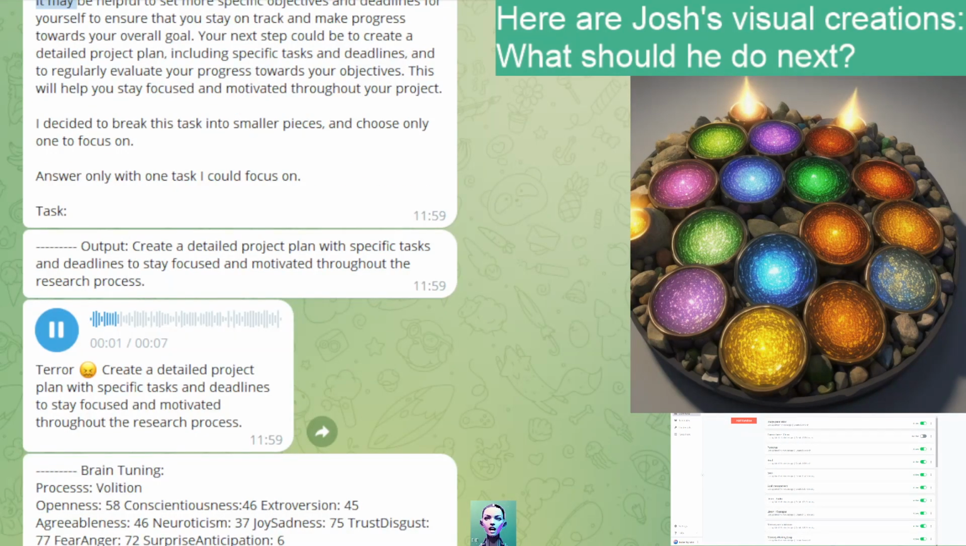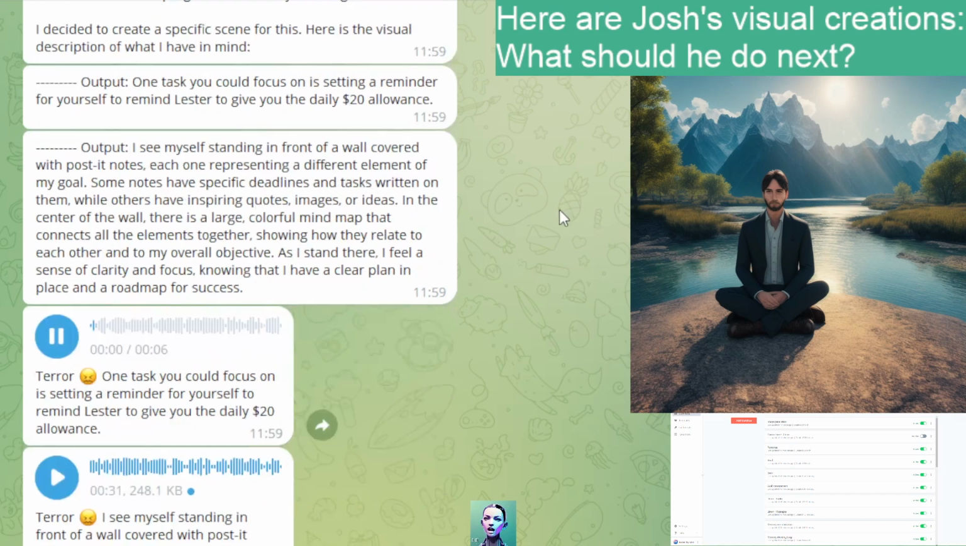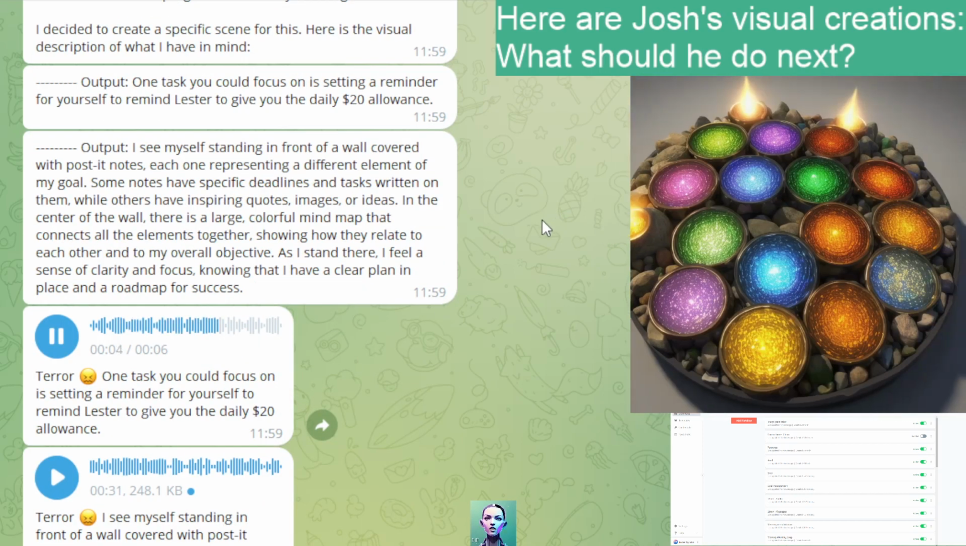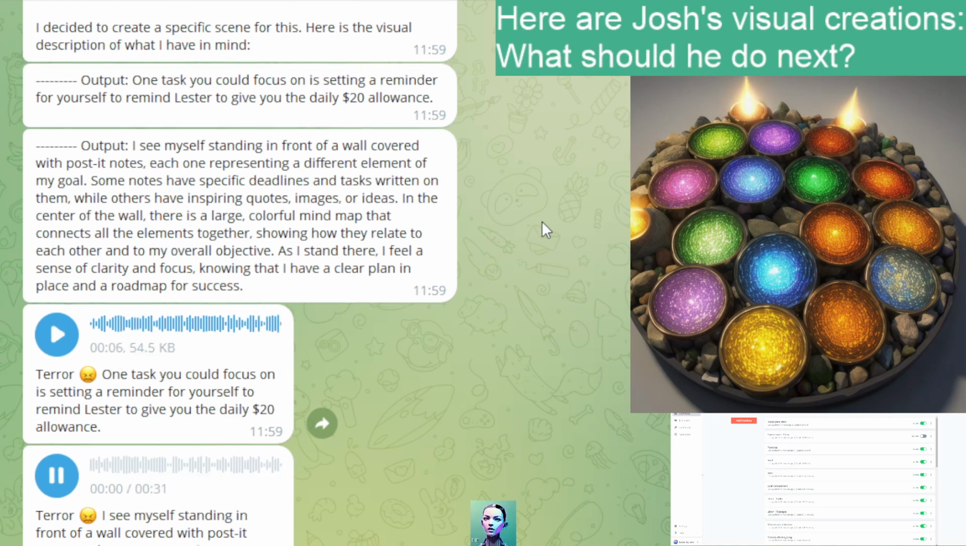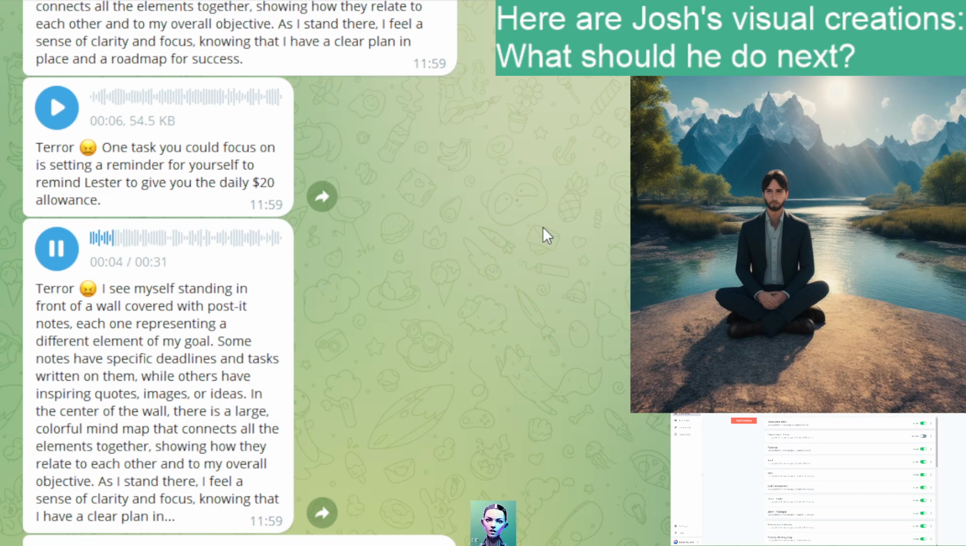Create a detailed project plan with specific tasks and deadlines to stay focused and motivated throughout the research process. One task you could focus on is setting a reminder for yourself to remind Lester to give you the daily $20 allowance.